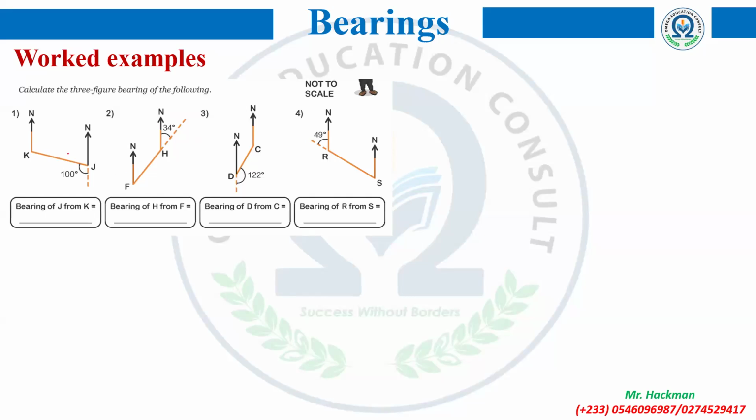If you want to find the bearing, this is what you do. The bearing of J from K means you stand at K. Your bearing angle must be between the true north at K and the line joining your two points of interest, which are points J and K. So I'm looking at the angle between this true north and the line joining them. So I'm looking at this angle. Is that clear? Do you agree that this is the angle that we are looking at?